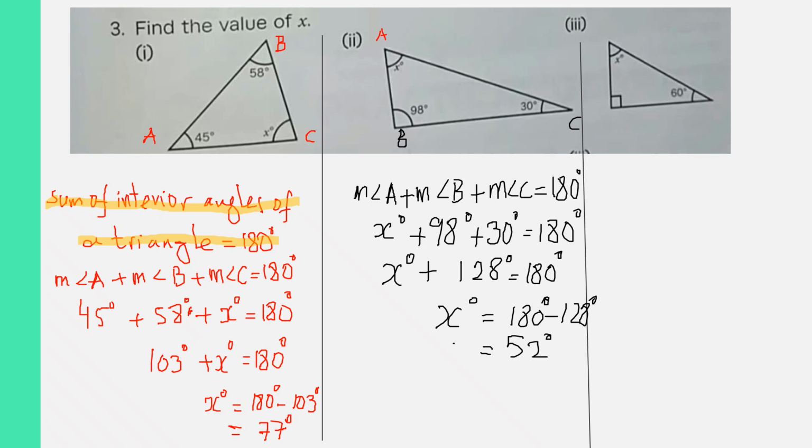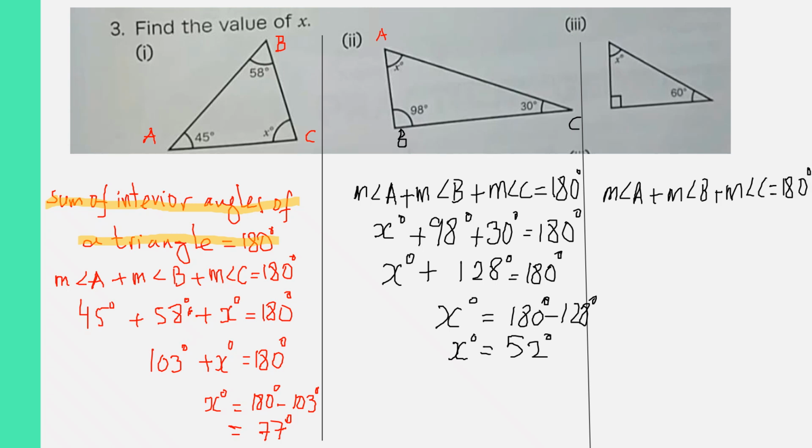52 degrees. So that means my x here is 52 degrees, right? Now coming to the third case, where again we have to apply the first property, which says measure angle A plus measure angle B plus measure angle C is equal to 180 degrees.